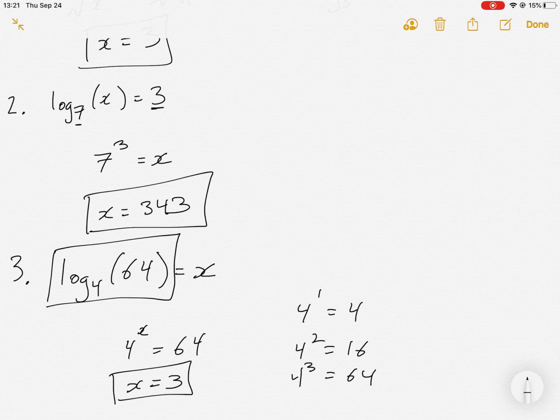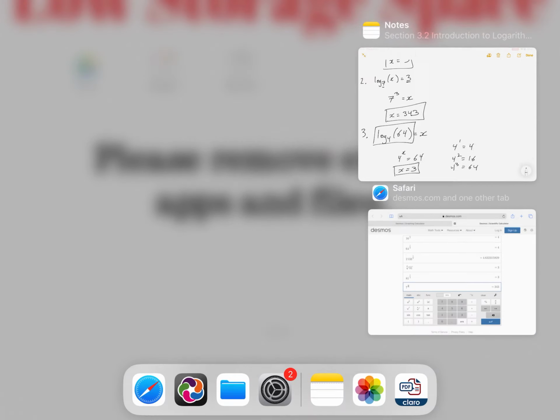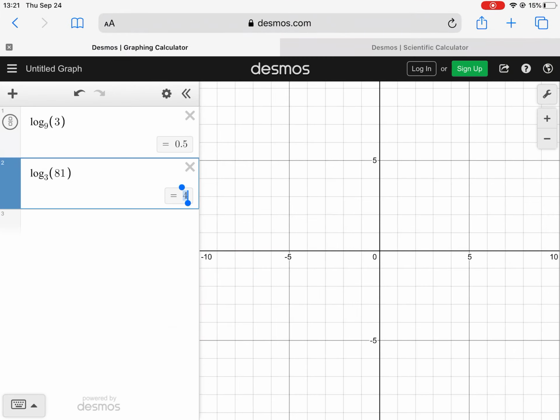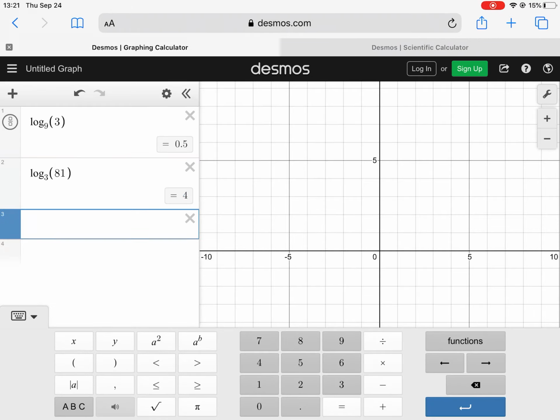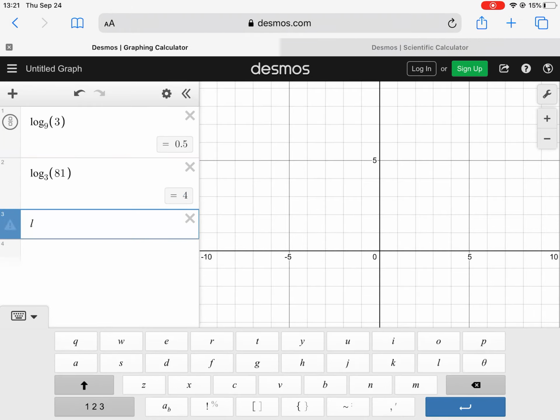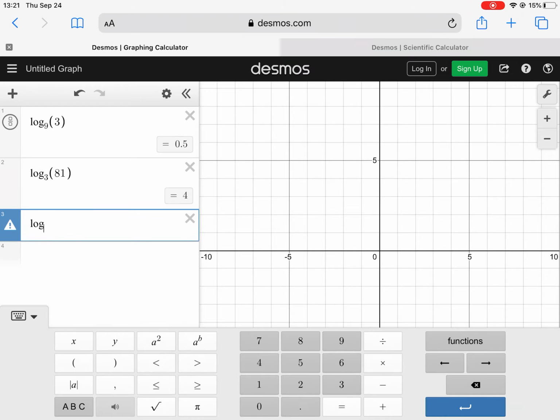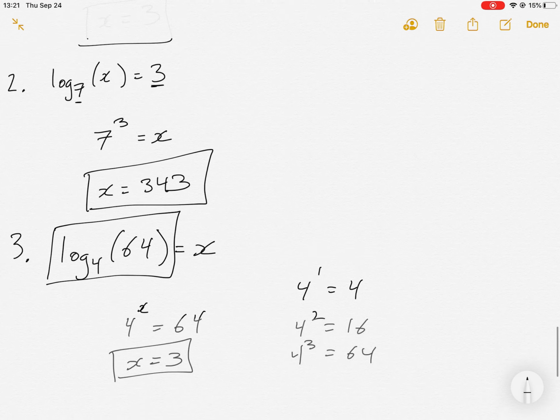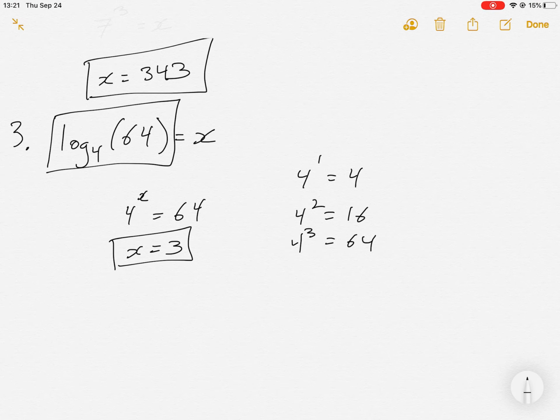Or what you could do, if you weren't sure, maybe it's harder to do this in your head, you could just go to Desmos and type log base 4 of 64. This takes me a little while on here because I don't have a keyboard for my iPad. And you would end up with 3. And that's exactly what we said, x equals 3.